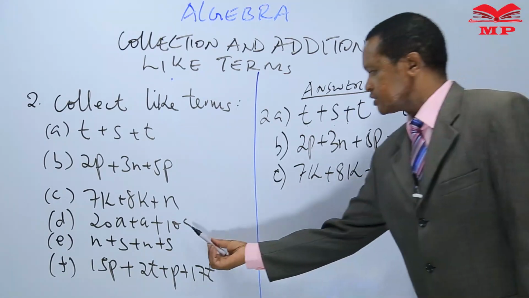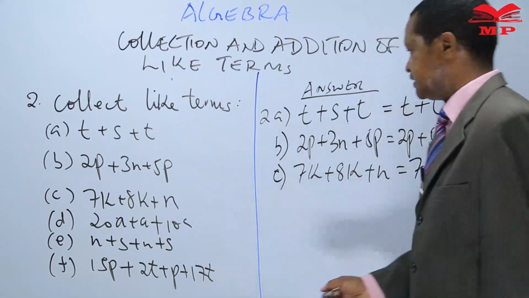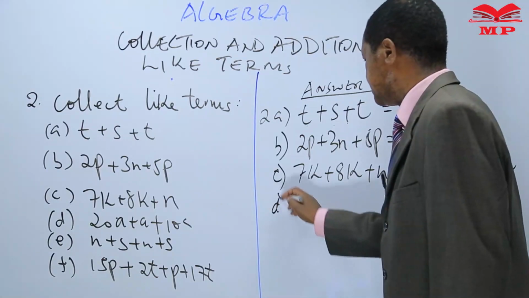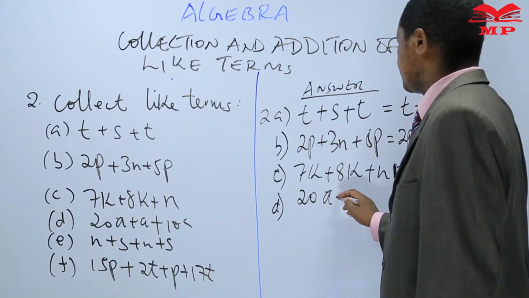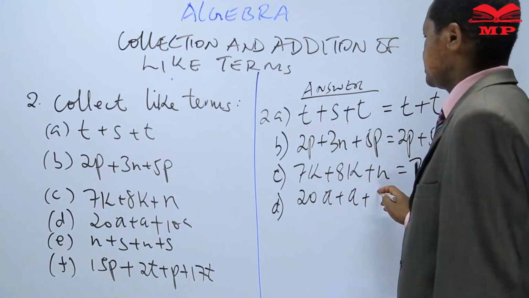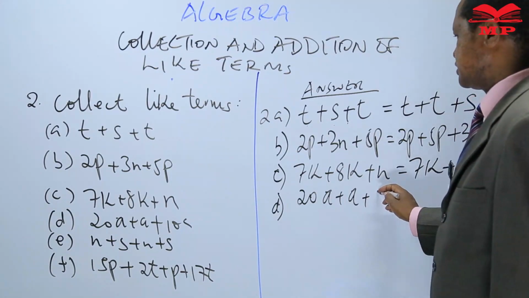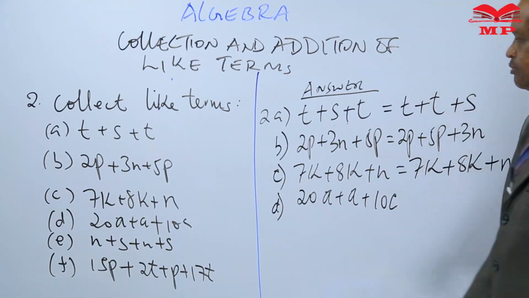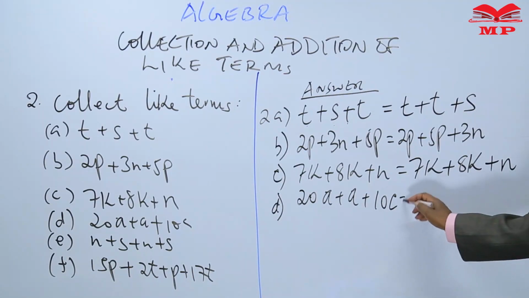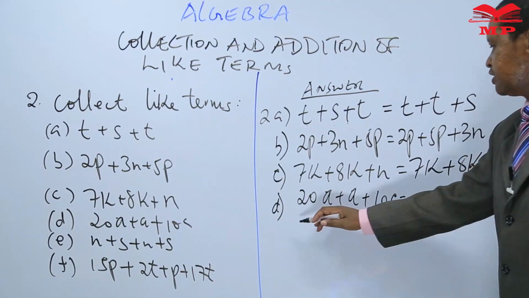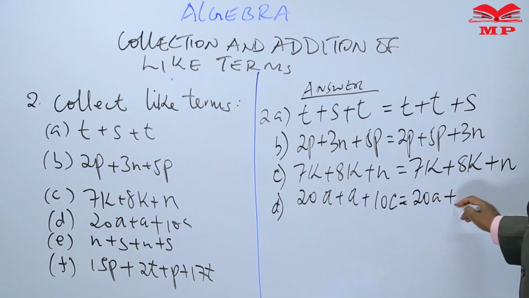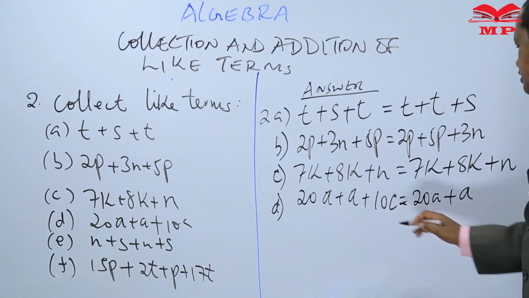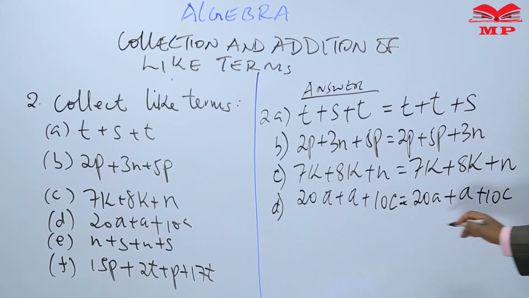Then learners, we are on part D. Part D, this one. 20a plus 10c. So like terms, 20a plus a, those are like terms. So we put together 20a plus a. Then the other one here is 10c. This one is alone. We write it at the end.